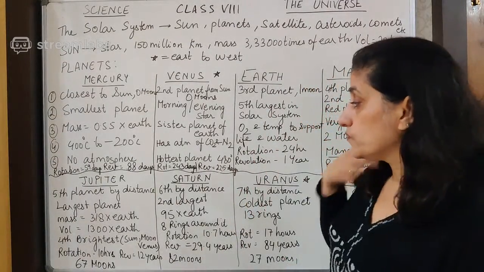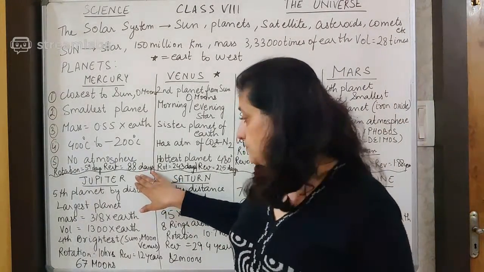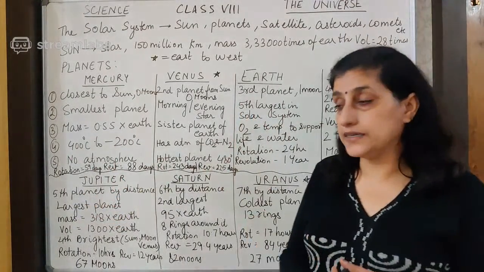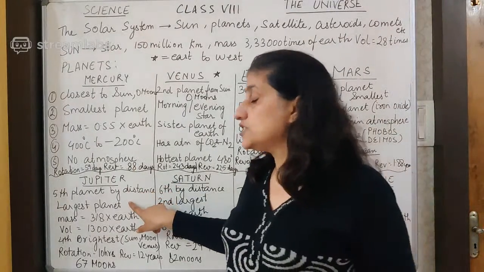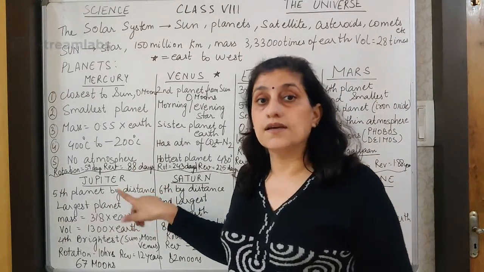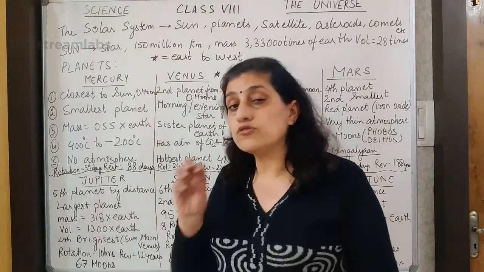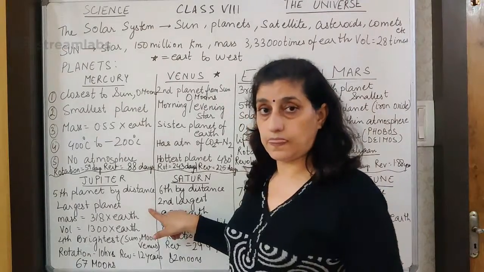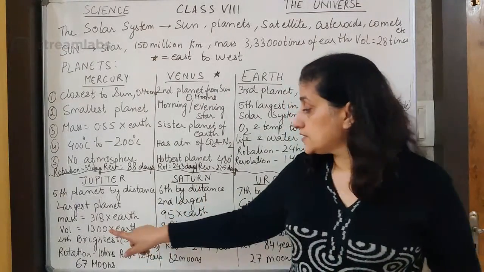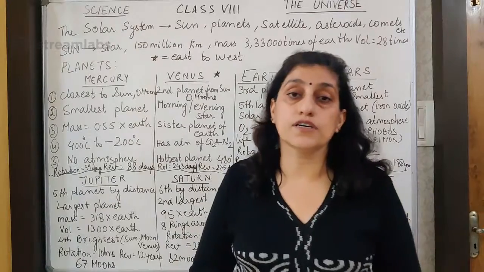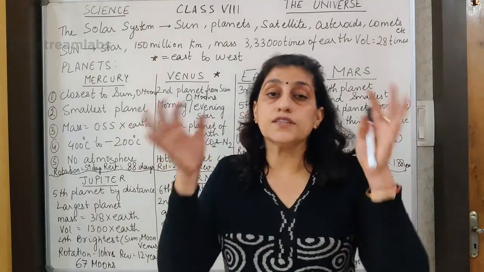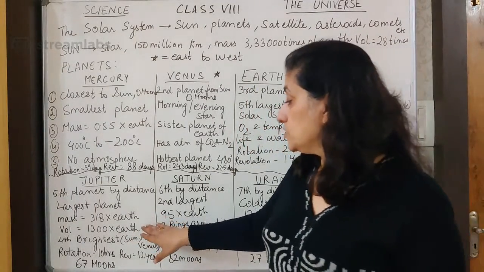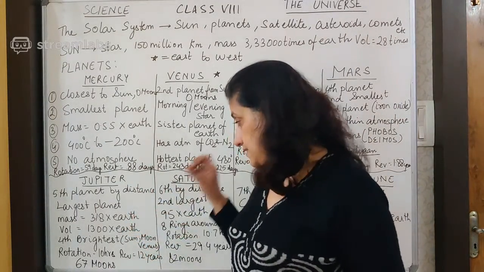Then we come to information about Jupiter. It is the 5th planet from the Sun by distance. This is the largest planet by size. The mass of Jupiter is about 318 times the mass of the Earth. Volume is 1300 times that of the Earth, means in one Jupiter 1300 Earths can be fitted. This is the volume of the Jupiter, so you can imagine its size.